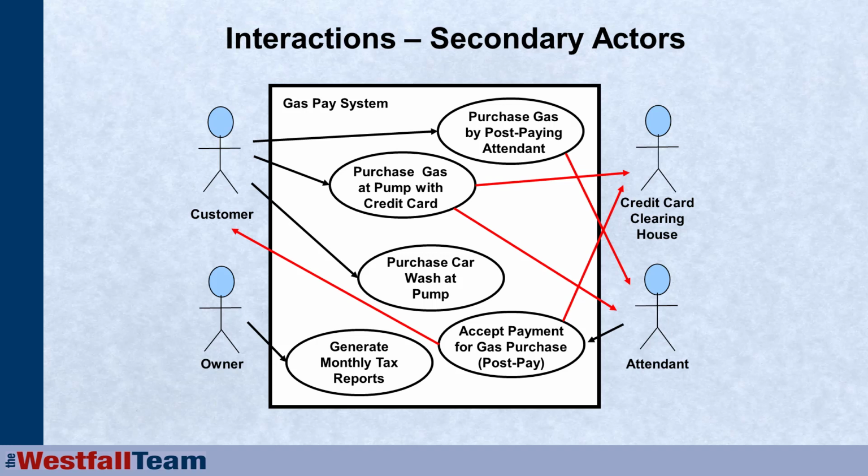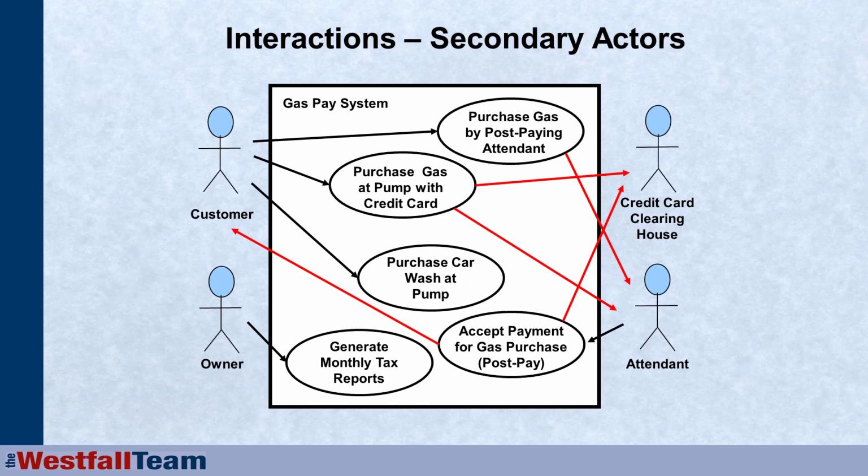The secondary actors, designated by arrows coming out of the use case, are other actors that are involved. For example, when the attendant initiates the use case to accept payment for the gas, doing a post-pay, the customer is going to be interacting as well. Of course, the attendant initiates it because they're the first person that interacts with the system by entering the pump number into the system. But the customer might also provide the payment, might be swiping their credit card. They're also interacting with the system, as well as that credit card clearinghouse.